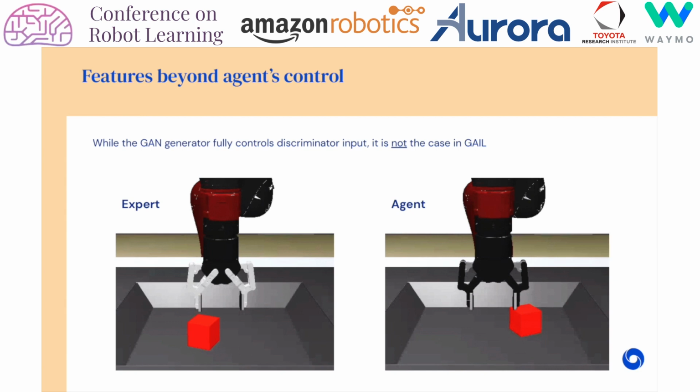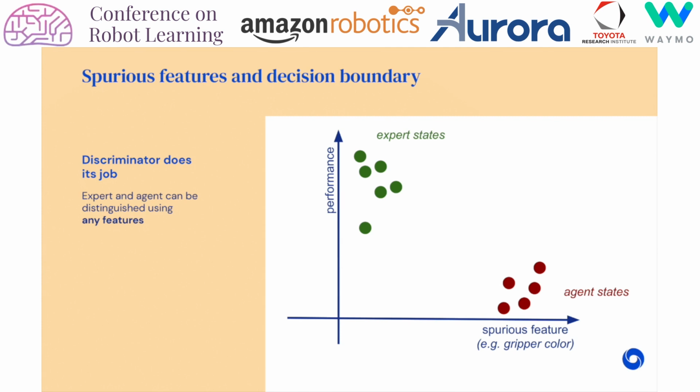One reason for that is that our agent doesn't fully control input to the discriminator. And why is that problematic? Let me explain that with an example. Imagine that we collected some data with our robotic arm in the past, and then something happened to the gripper. And we had to replace the gripper with a new version which has a different color. Now, the discriminator can trivially discriminate between expert and agent based on the color of the gripper, which is beyond the agent's control.